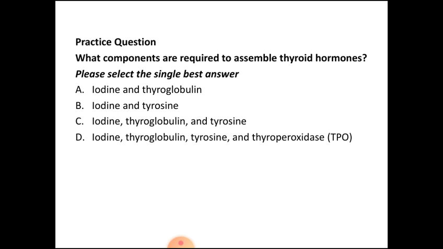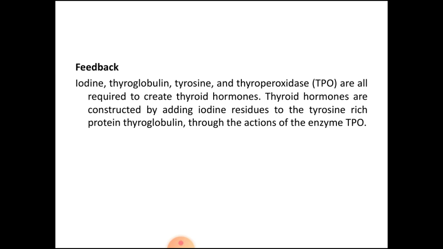I mentioned it previously, so I will give you the feedback for this question here. Yes, right. We need iodine, thyroglobulin, tyrosine, and thyroperoxidase to complete the formation of thyroid hormone. Yes, we need iodine, thyroglobulin, tyrosine, plus the peroxidase enzyme.